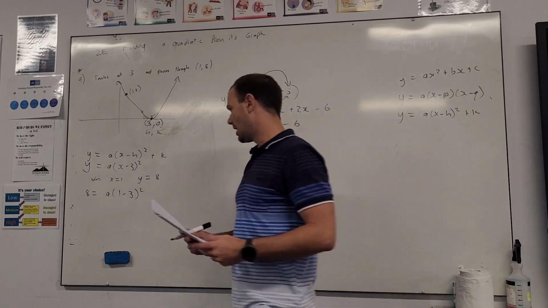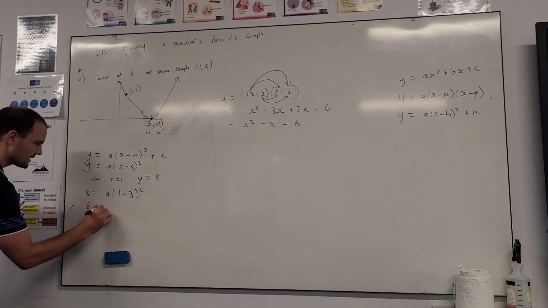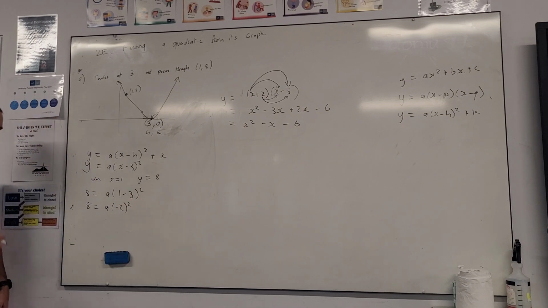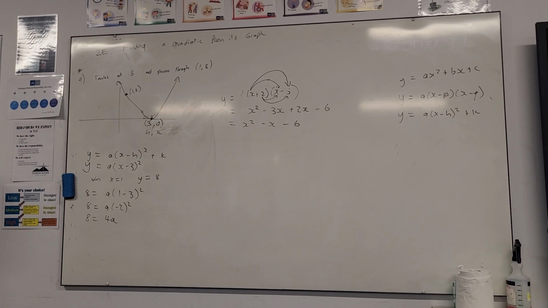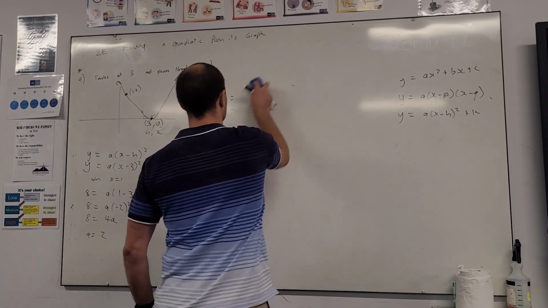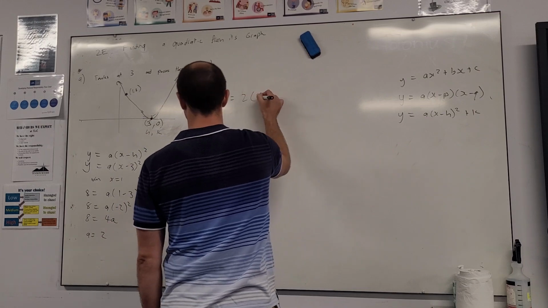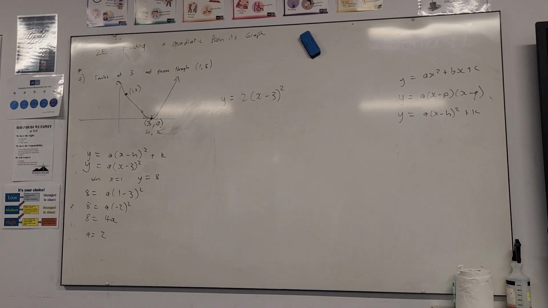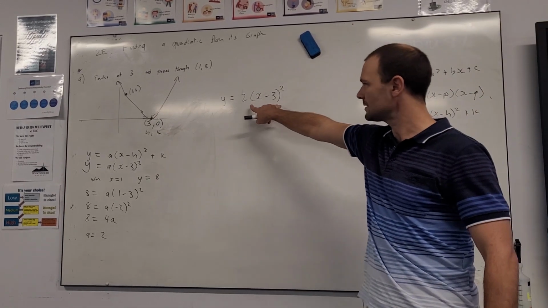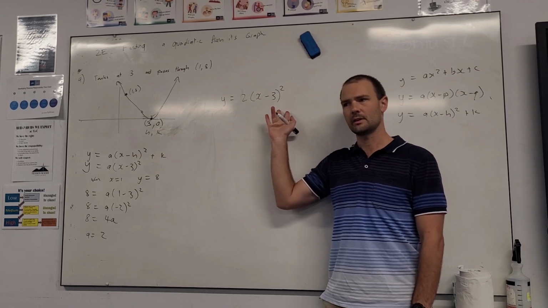Okay, let's evaluate that. So 1 take 3 is minus 2, and minus 2 squared is positive 4. So we have 8 equals 4a, divide both sides by 4, a equals 2. The value of a that makes this statement true is 2. Alright, so then our quadratic in completed square form is y equals 2 times (x take 3) squared.